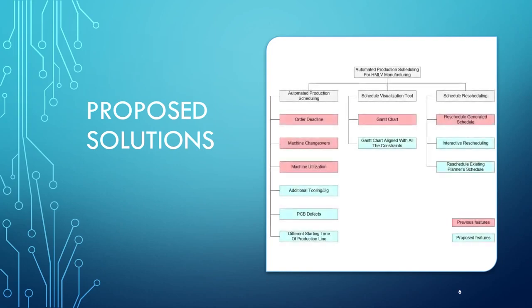This is the module diagram of my project. The new features are highlighted in blue color, which include three new production constraints, a Gantt chart or dashboard that aligns with all the constraints, interactive rescheduling, and rescheduling of the existing schedule.